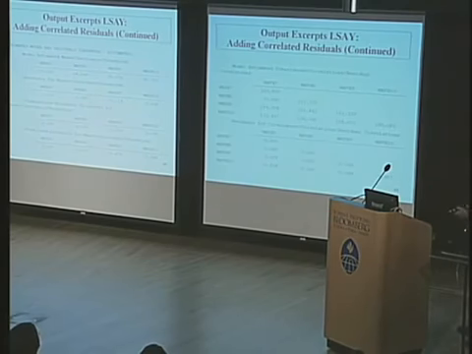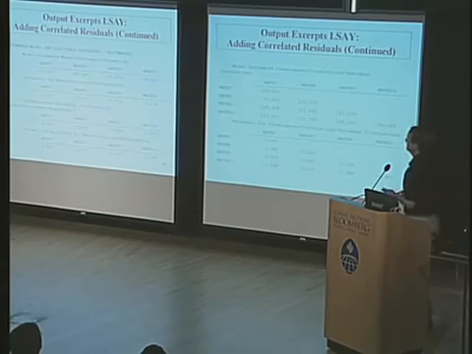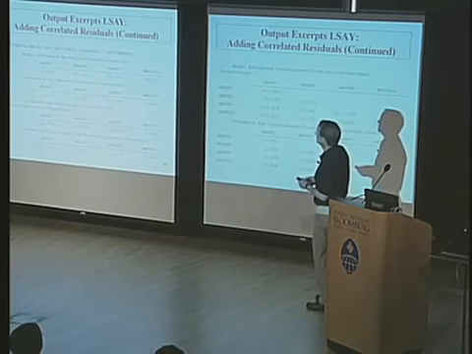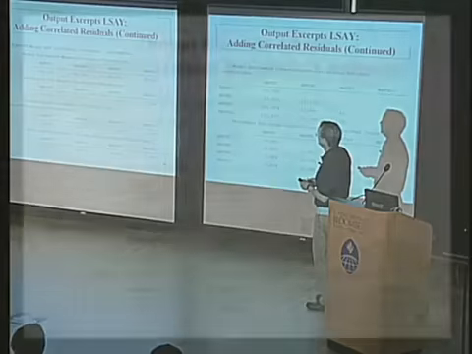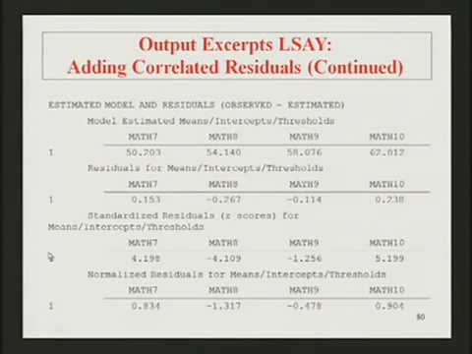We have various kinds of outputs here to look at. If you ask for residuals in the output, you're going to get the estimated model and the residuals, which is the observed minus estimated, observed being the sample quantities, and estimated being those quantities you deduce from the growth model. So you have the means estimated by the model, and here are the residuals.